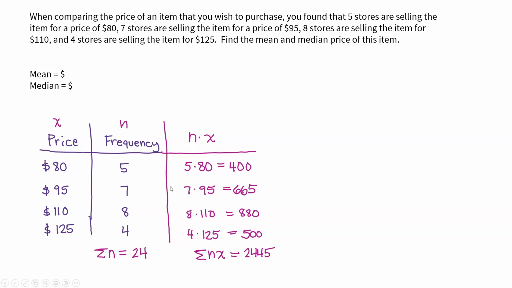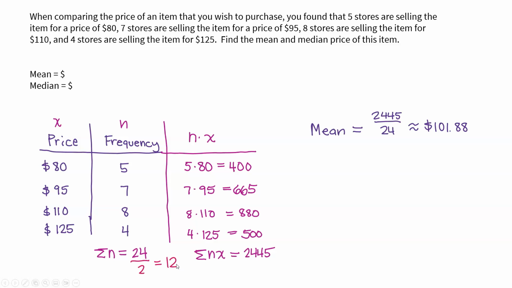So you had a total of $400 from these 5 stores, a total of $665 from these 7 stores. So you're taking basically the totals of each one of these and totaling them up. And it's these two totals that, when you divide them, give you the mean. So 2,445 divided by 24 is going to give you the mean of about $101.88.